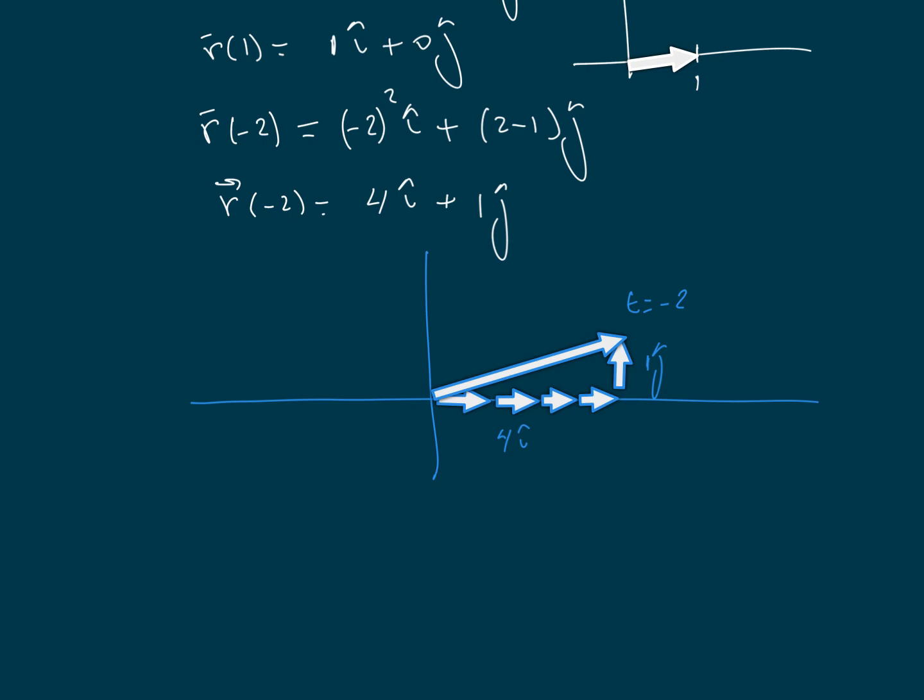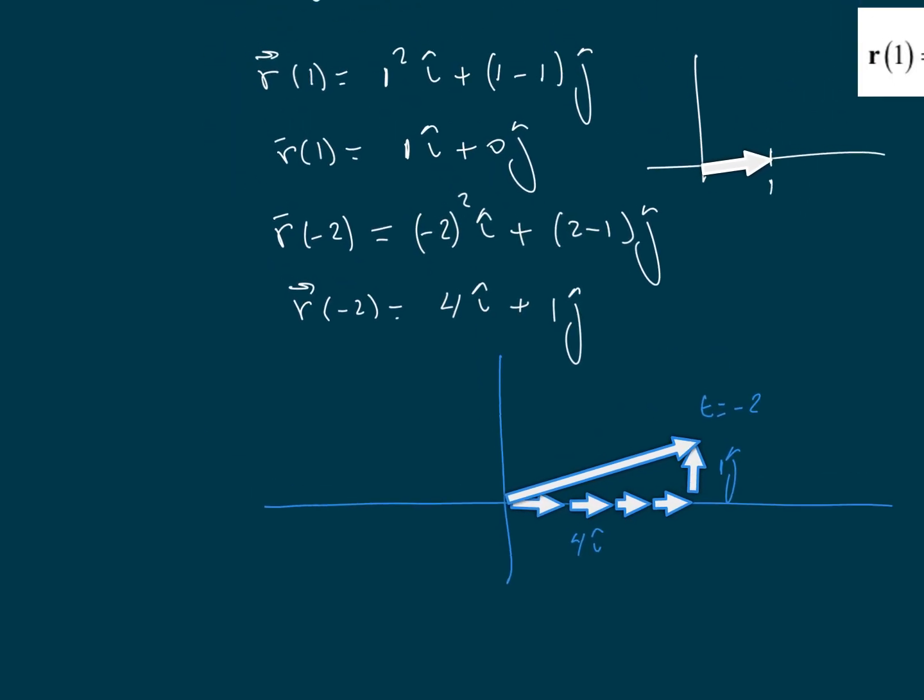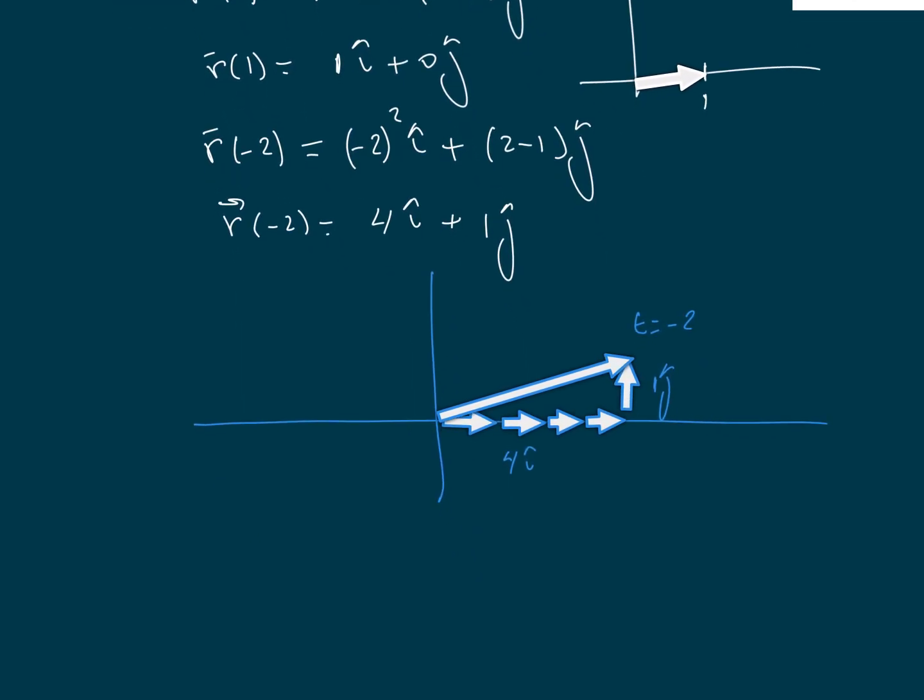And when t equals 1, we saw that the vector is 1i. Because we imagine the time growing from smaller to larger, from t equals minus 2 we can imagine that the position of the object was here, and at t equals 1, the position is this one. So at t equals 1, this is the vector position. At t equals minus 2, this is the vector position.